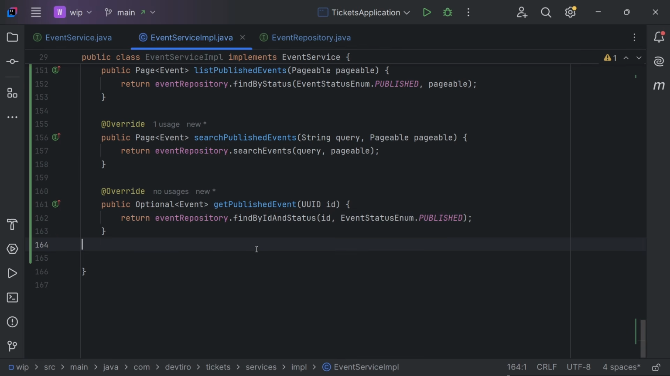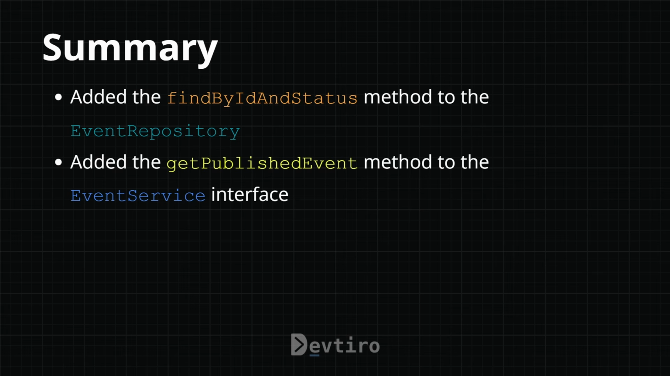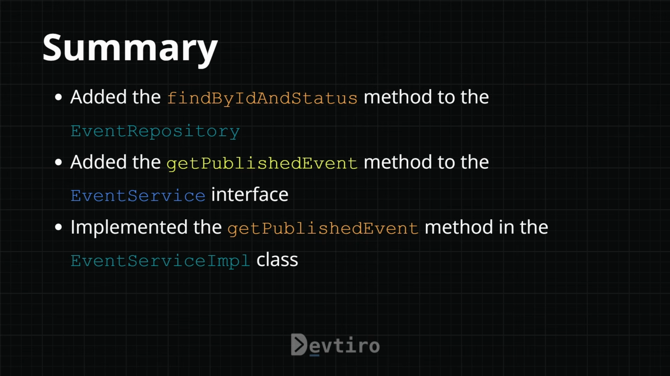And with that, we've implemented the get published event service layer. In summary, we added the findByIdAndStatus method to the event repository. We added the getPublishedEvent method to the event service interface, and we implemented the getPublishedEvent method in the event service impl class.